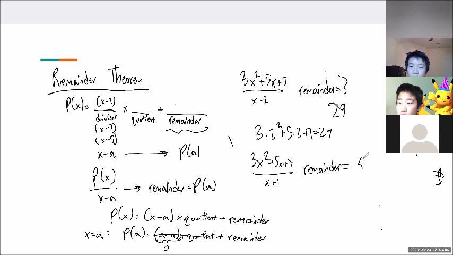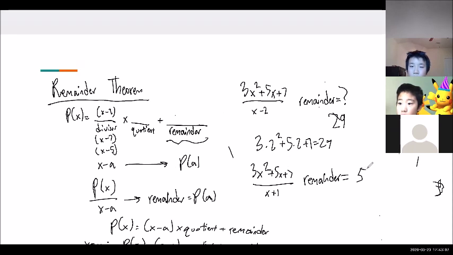Oh, look, it finally works. All right, and that's just because if you plug in -1 into this, then you get 3 times -1 squared plus 5 times -1 plus 7. That's equal to 5.